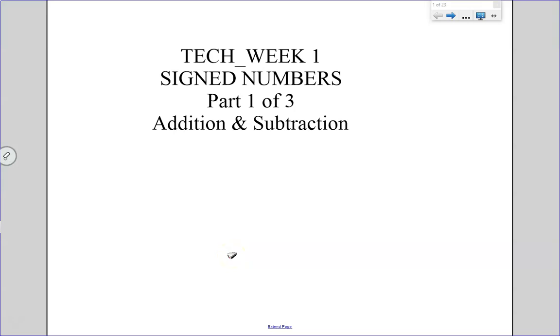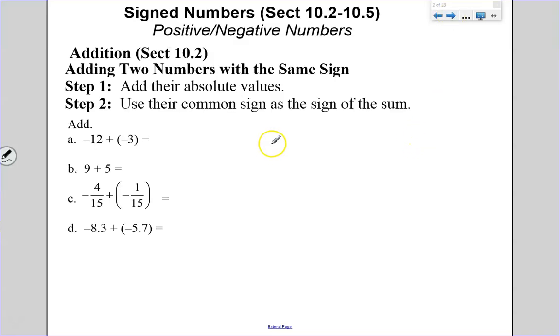This video covers Math 109, Technology Week 1, Sign Numbers, Addition and Subtraction. If you don't know what positive and negative numbers are, well, positive numbers are numbers that are greater than 0. Negative numbers are numbers that are smaller than 0. And we'll treat this a little differently when we do adding, subtracting.